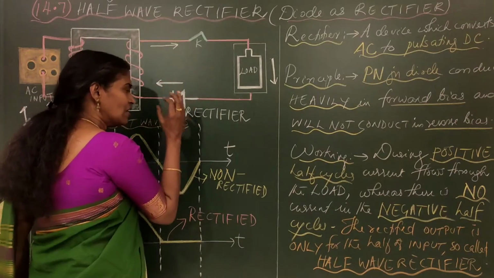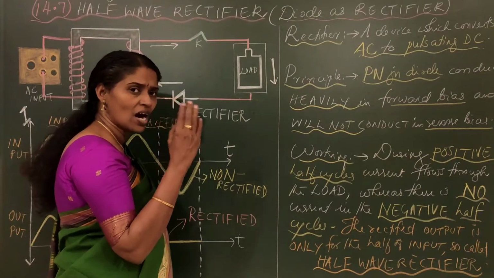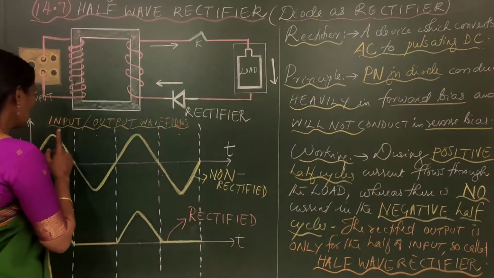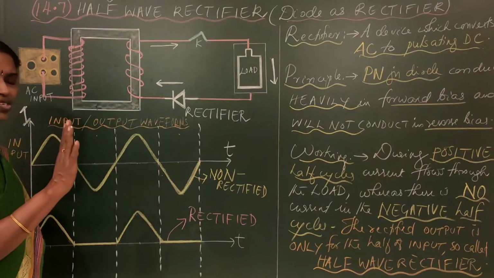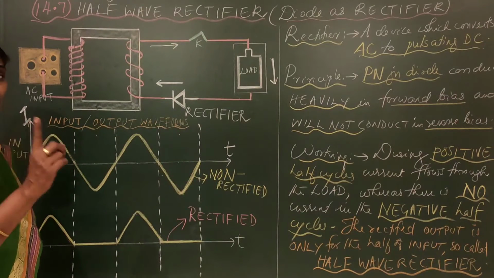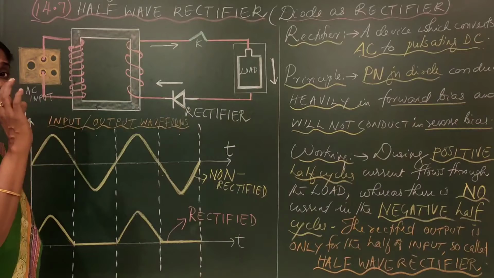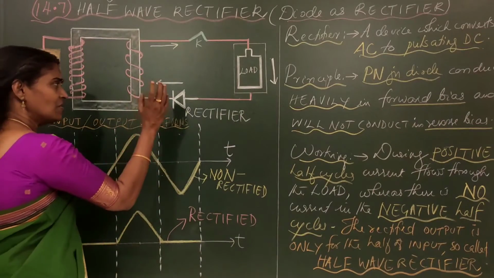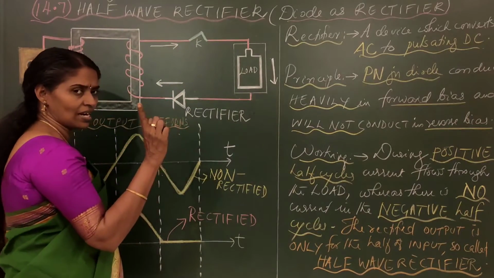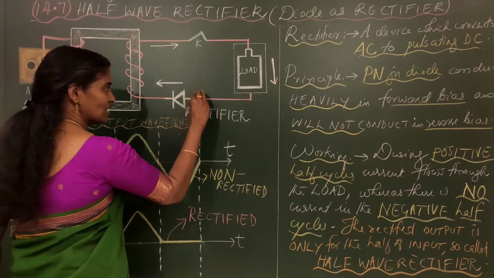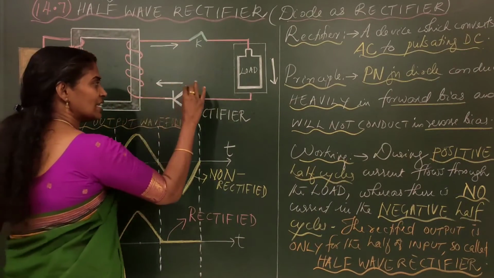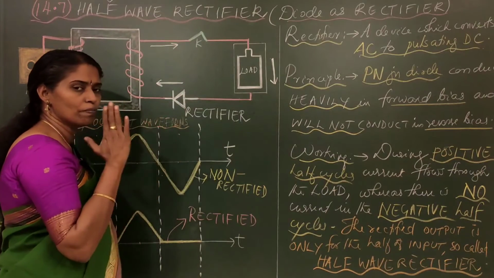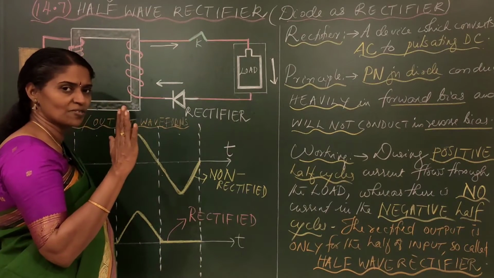But what is the diode doing? The diode actively allows current only during the positive half cycle. In the other half cycle it remains silent. It doesn't do anything, just like a traffic island waiting for the green signal. Whenever the positive pulse reaches here, it conducts. When the negative pulse reaches here, nothing, no response.